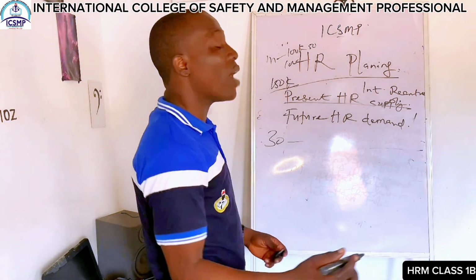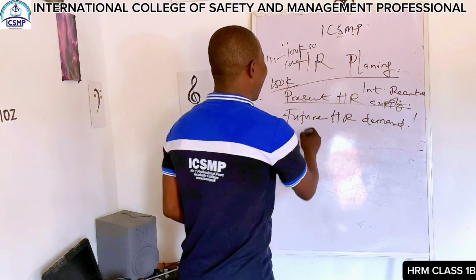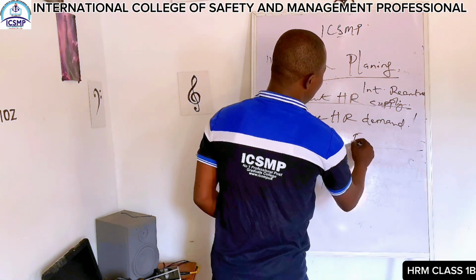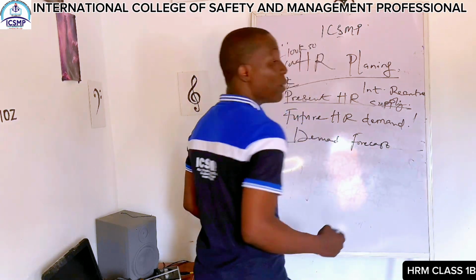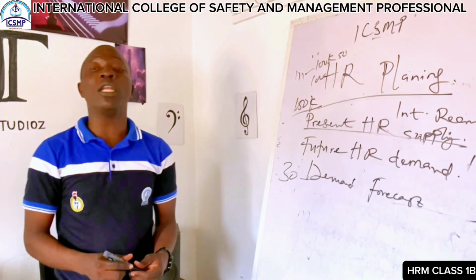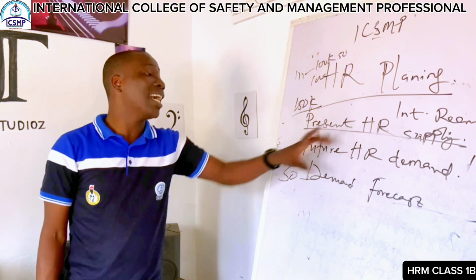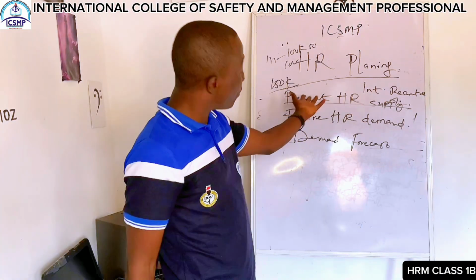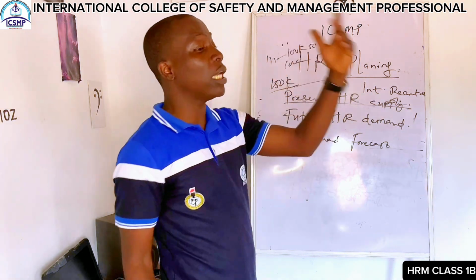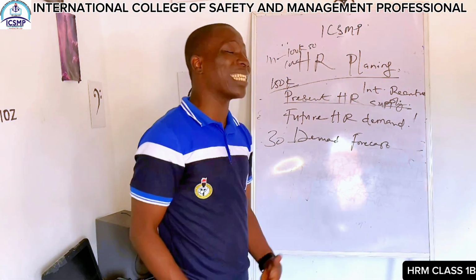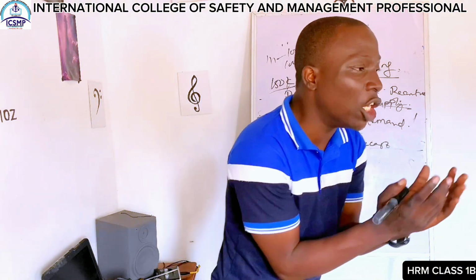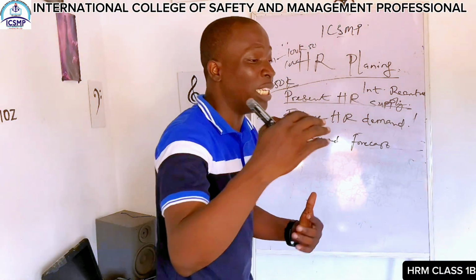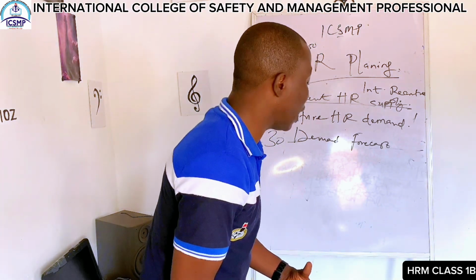So then we now have what we call the third one, which is the demand forecast. As I earlier positioned, this demand forecast is the nexus, the equilibrium between present HR supply and future HR demand. Present HR supply and future HR demand. So the demand forecast, at the end of the day, you now arrive at a number. After you must have understood what you'll be needing, what you have presently.